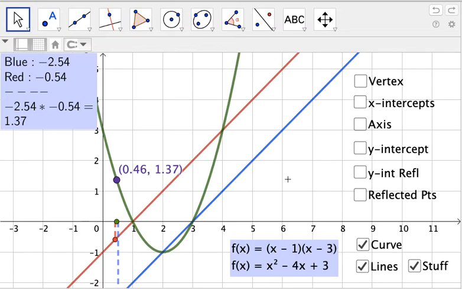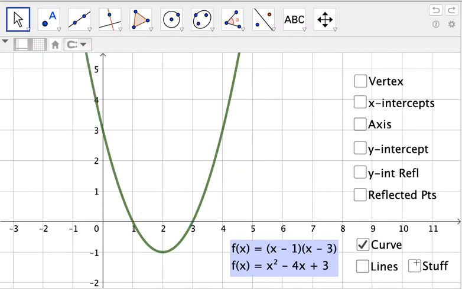Now we're going to take a look at some of the properties of this parabola. For example, we have what's called the vertex. And the vertex occurs at the minimum value for the parabola, and it's right at the bottom here. If the parabola was upside down, it would be right at the top.